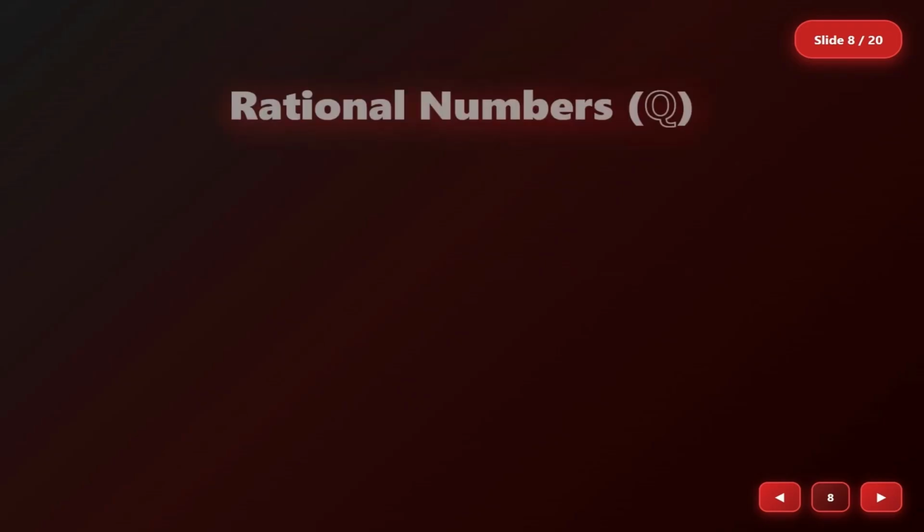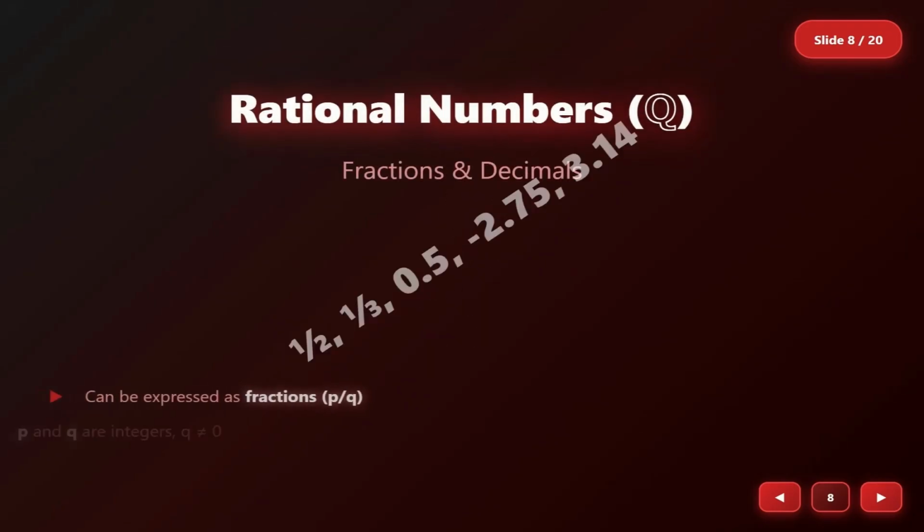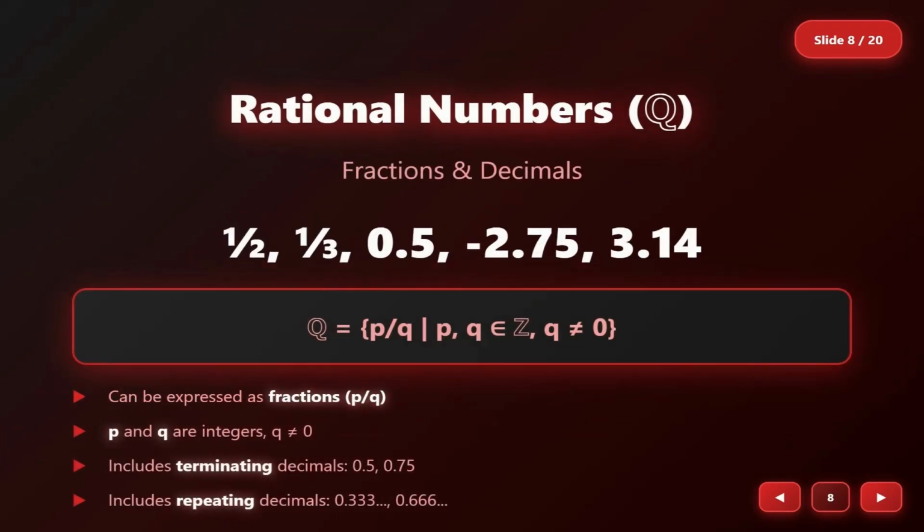Now we are entering the world of fractions and decimals. It is represented with the capital letter Q, and they are said to be rational numbers. On the screen, when you look at the formula, Q is equal to p/q, where p and q belong to Z, and q is not equal to 0.